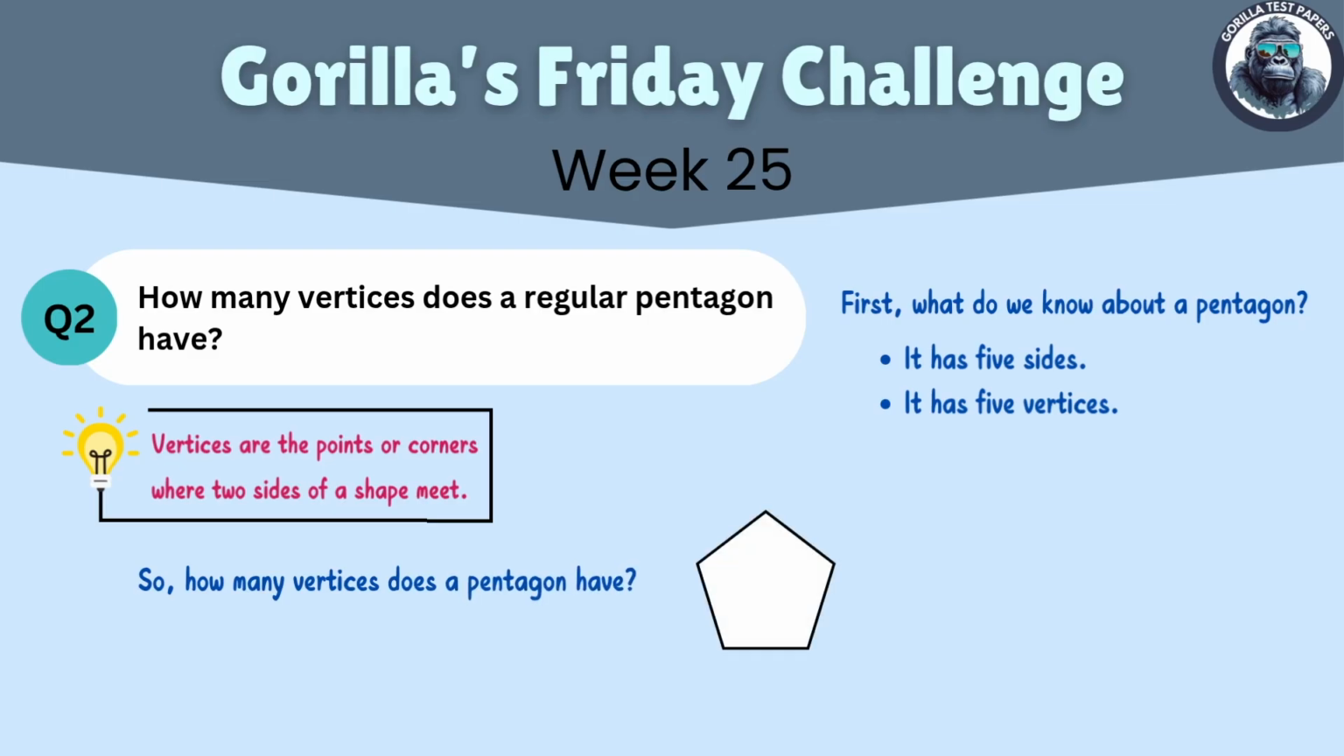Let's count the vertices together. So we've got 1, 2, 3, 4, and 5. That's right, there's 5 vertices. This is the answer for this question.